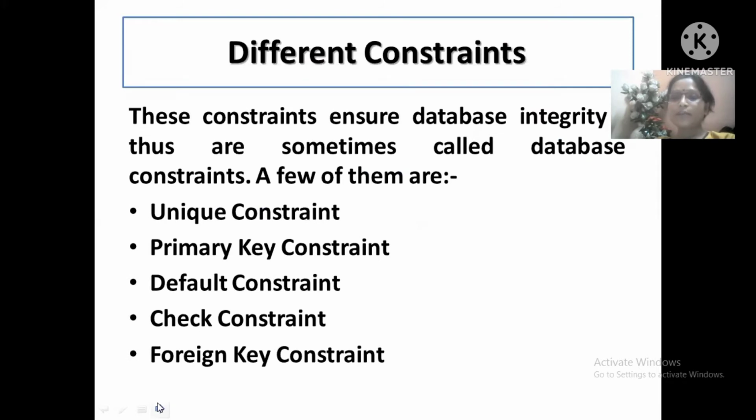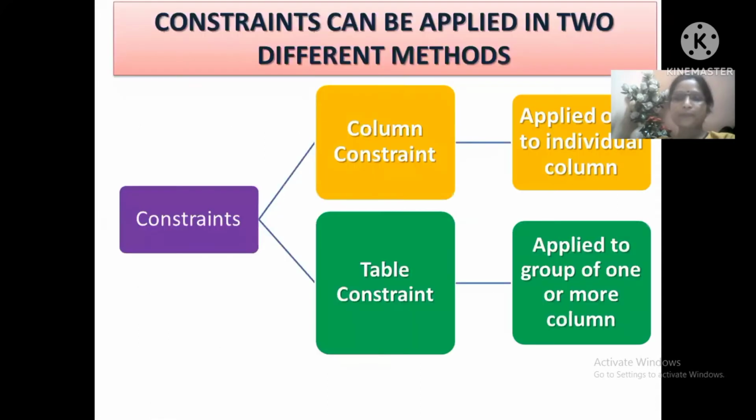There are different types of constraints in MySQL, and a few of them are given here. These constraints ensure database integrity, so they are sometimes also called database constraints. Let us have a look at the different types: unique constraint, primary key constraint, default constraint, check constraint, and foreign key constraint. We'll look at them one by one.